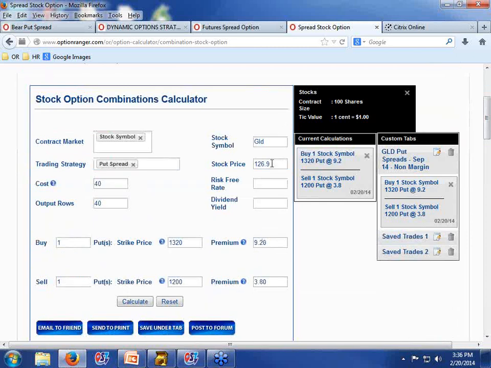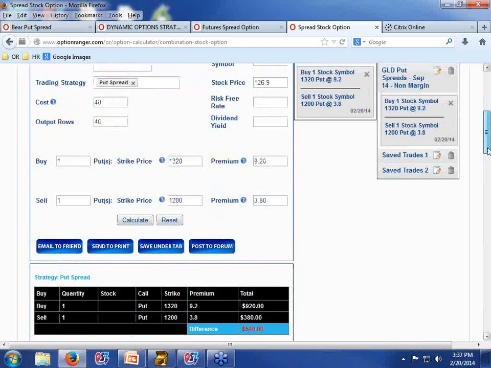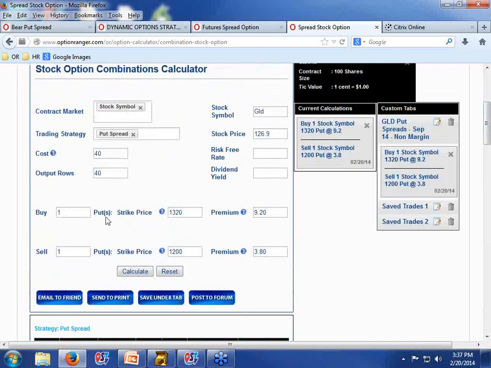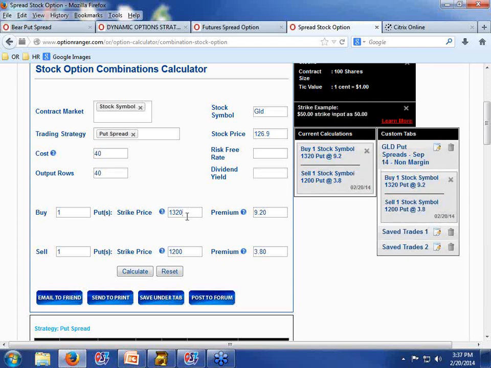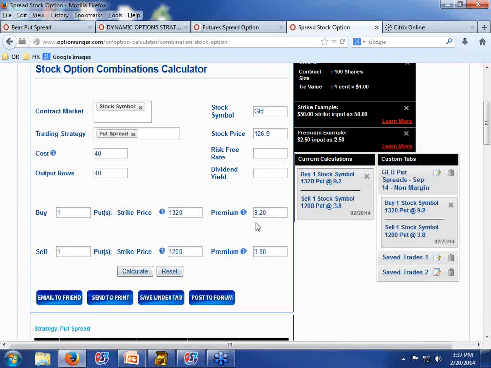When we were looking at it, the price of GLD was at 126.90, and we simulated a trade. In this case, it's a bear put spread, and the composition of a bear put spread is buying a put at, we just randomly selected, a price of 13.20. This is September 14th, so it goes through the summer and through some of the seasonal stuff that could make gold drop if you think it's going to drop. And again, it's a bear put, so those are the examples we have, at a premium of 9.20.